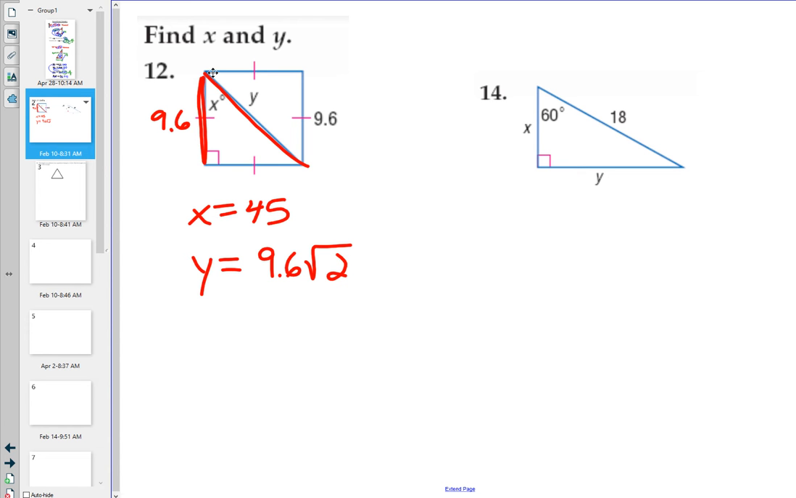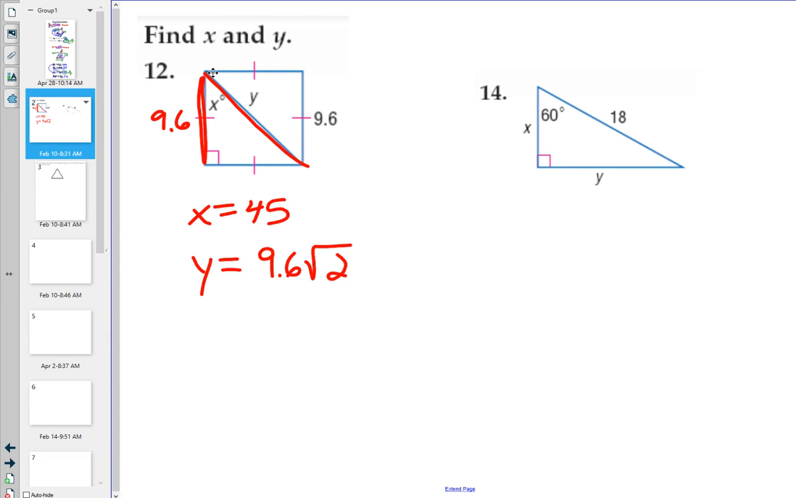Any questions on the first one? Yeah, you leave it as square root of 2. The only time that you're going to do something with a square root is if the number that they're providing you already has a square root in it.